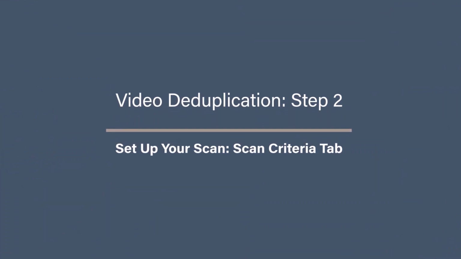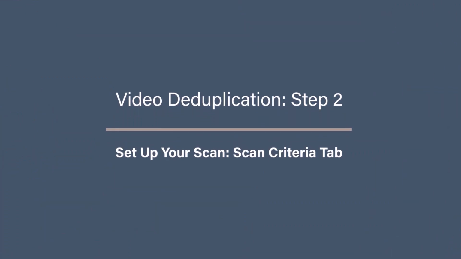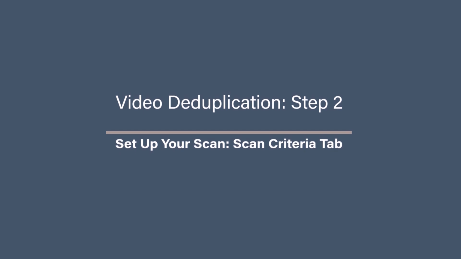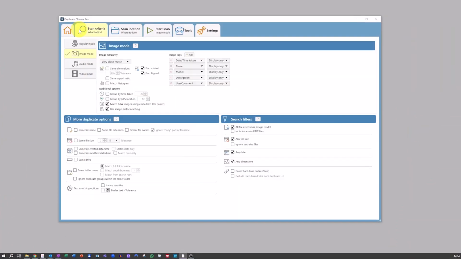Video deduplication, step 2, set up your scan criteria tab. As I've already said, we need to do a second run to identify duplicate videos. So go back to the select scan mode and select video mode.